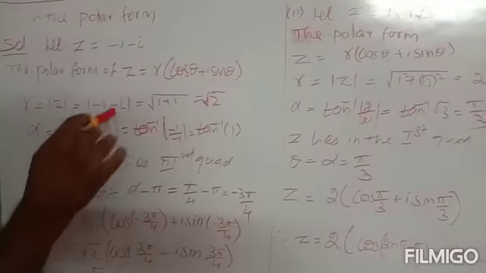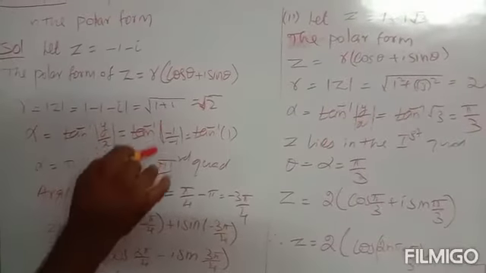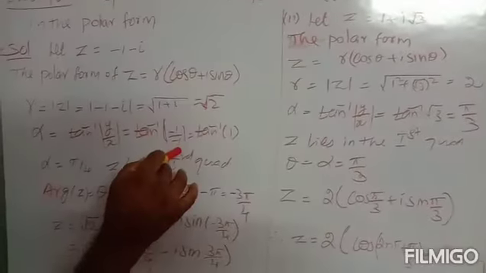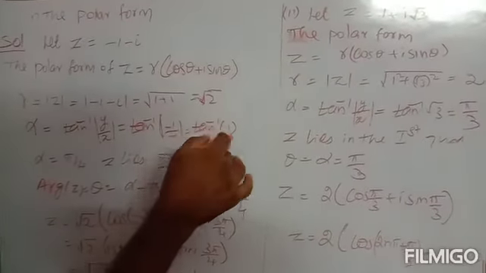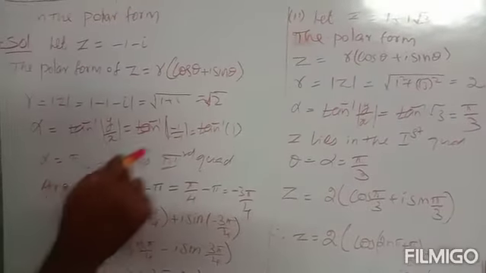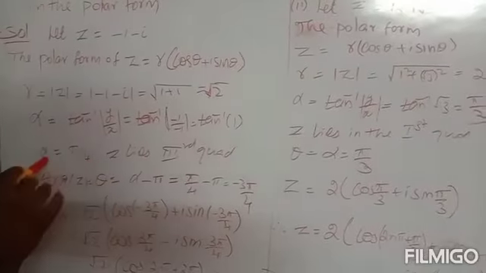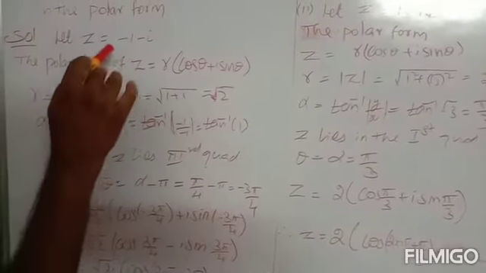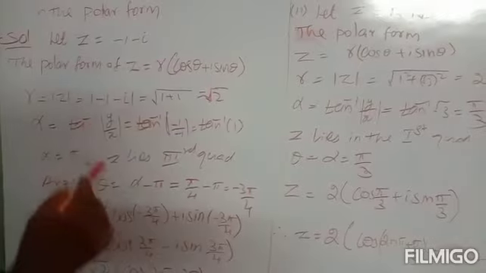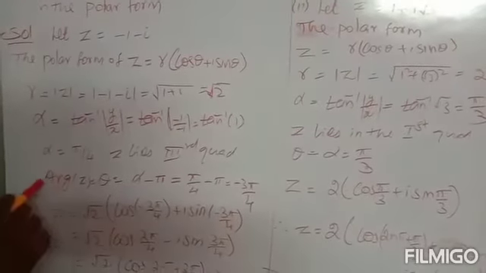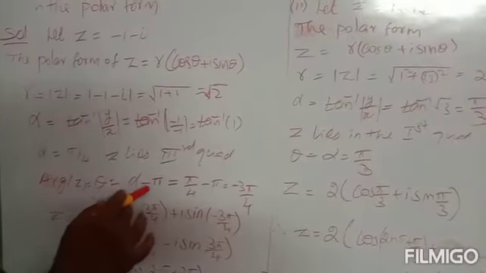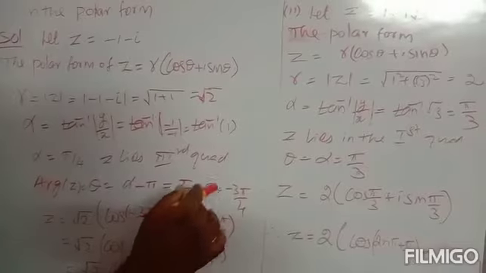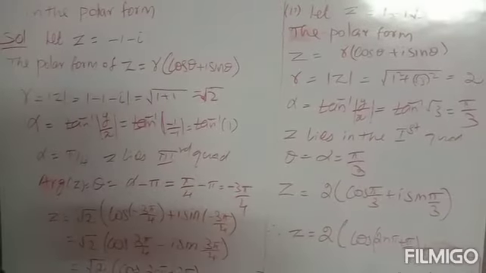Alpha equal to tan inverse of modulus y by x, that is equal to tan inverse of minus 1 by minus 1, that is equal to tan inverse of 1. So alpha equal to pi by 4. Tan inverse of 1 is pi by 4. But x is negative, y is negative. So z lies in the third quadrant. So theta equal to alpha minus pi, that is equal to pi by 4 minus pi, that is equal to minus 3 pi by 4.